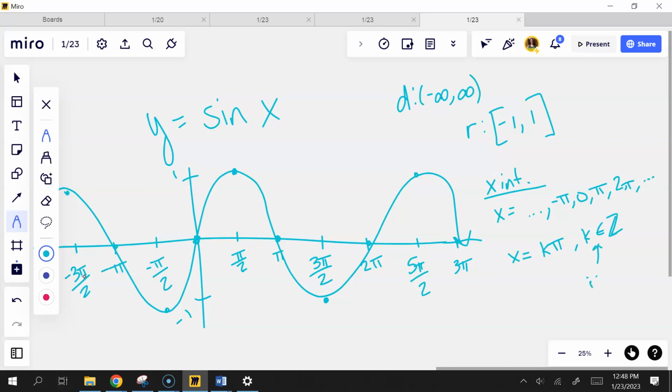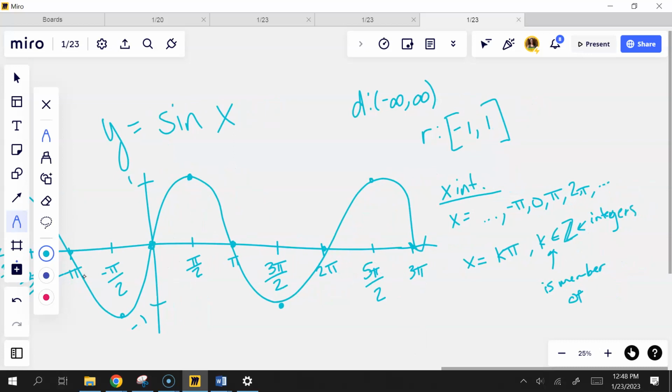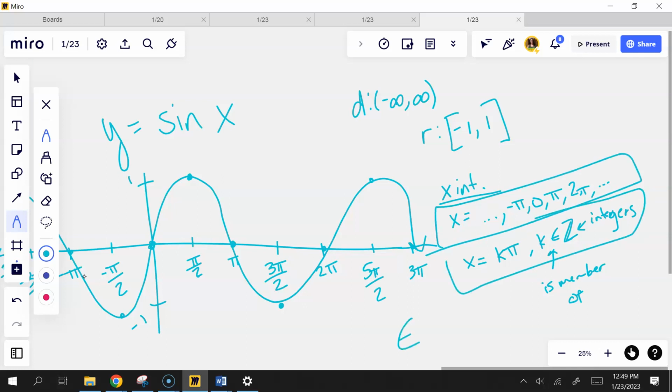This means is a member of, and this is a symbol we use for integers. Either one of those is acceptable. You want to use either k pi or the sequence, either this one or this one. The symbol is like a stretched C just a little bit with a line in the middle of it. Okay, just do the dots. That's fine. Dots are fine. All right, those are my x-intercepts.